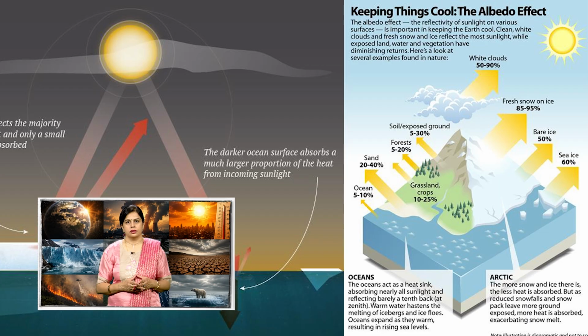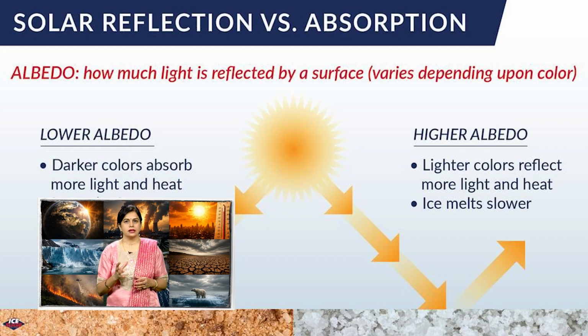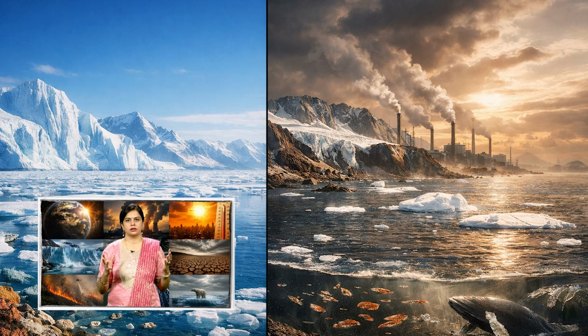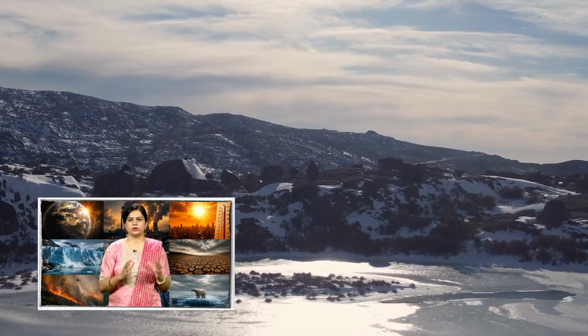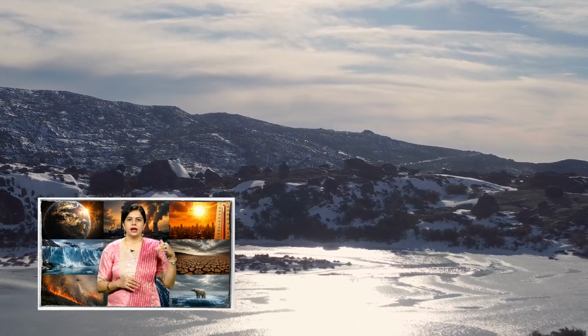Students, the cryosphere plays an important role in maintaining Earth's energy balance. It reflects back a large portion of incoming solar radiation due to its high albedo, thereby cooling the planet. So, you can understand its importance. When snow and ice melt, darker land and ocean surfaces are exposed, which absorb more solar energy and enhance warming.